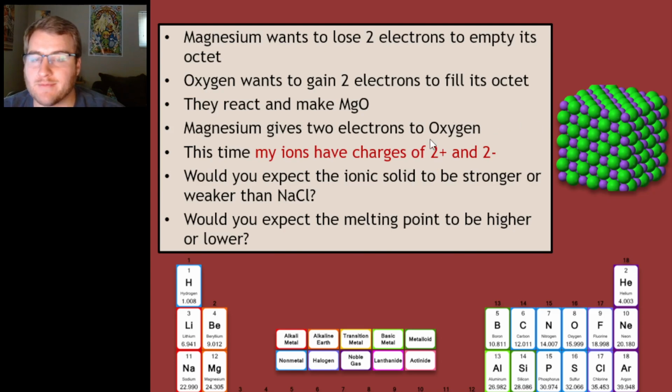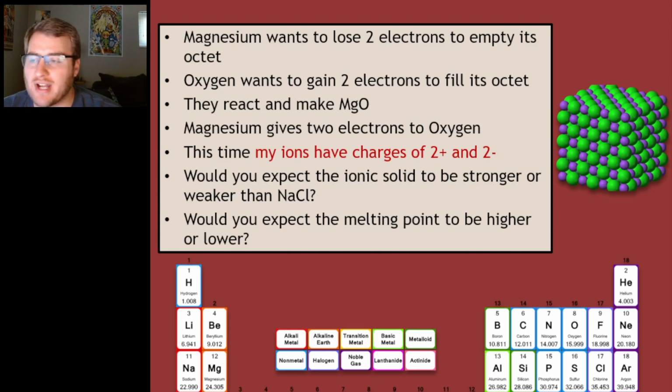Now, other atoms do this too. Magnesium wants to lose 2 electrons, and oxygen wants to gain 2 electrons, so they can make a similar sort of deal. They react and make MgO. Magnesium gives 2 electrons to oxygen, so this time my ions have charges of 2+ and 2-, because they've lost or gained 2 electrons, respectively.